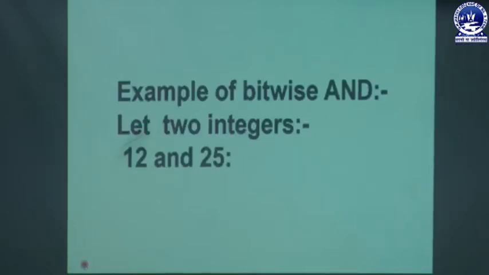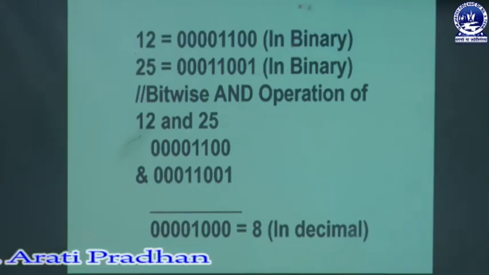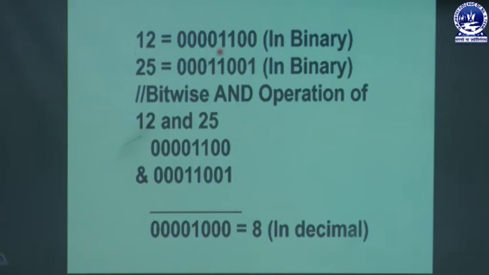Now we will take one example of the bitwise AND operator. Let us say we have two integers, 12 and 25. Whenever you enter any value, whether a character, a float, or an integer, everything is converted into binary. Suppose we have entered 12 and 25. The binary equivalent of 12 is 0 0 0 0 1 1 0 0, and the binary equivalent of 25 is 0 0 0 1 1 0 0 1. This is the binary equivalent.